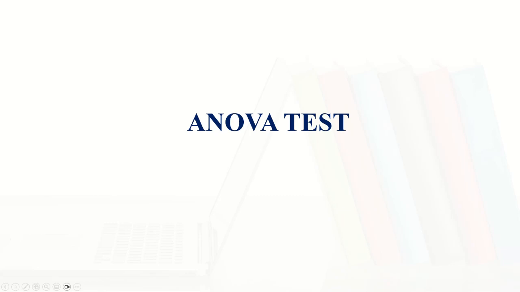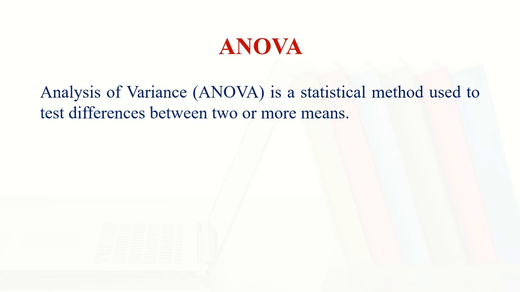So in this lecture I am going to explain what is Anova test. So what is the name of Anova? Anova test is analysis of variance. So variance means change in the statistical method, and this is used to test differences between two or more means. So means means the average.